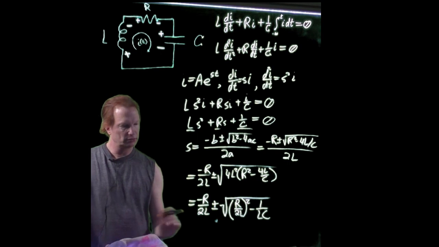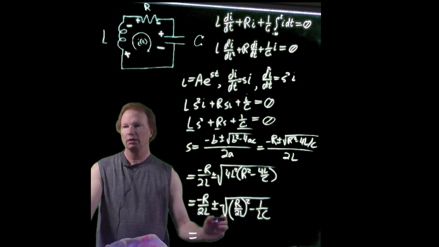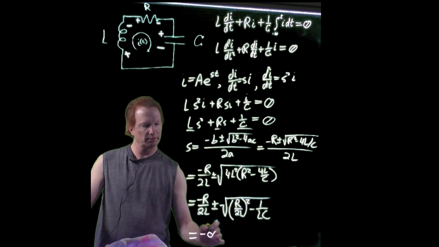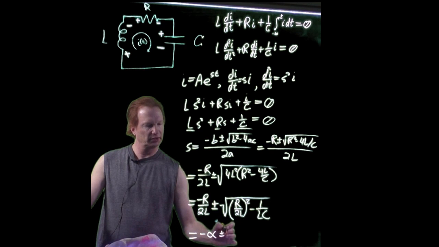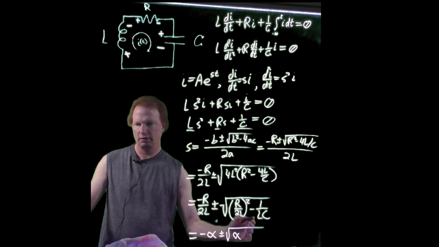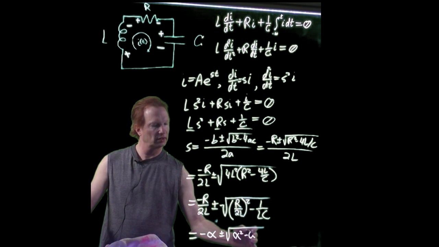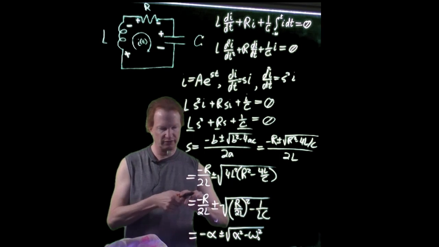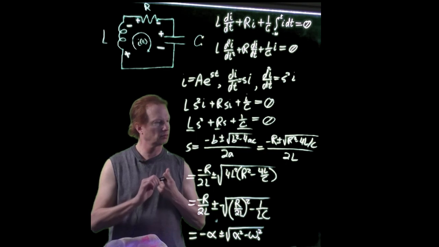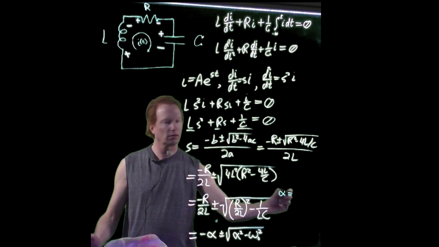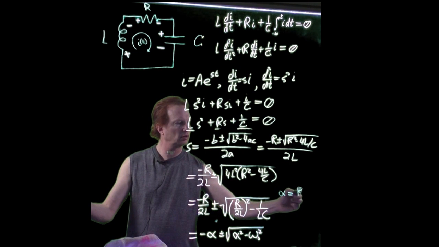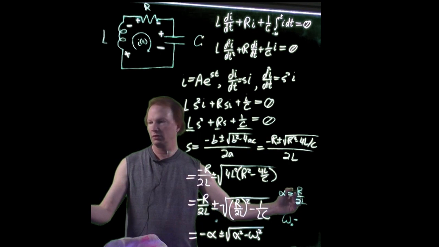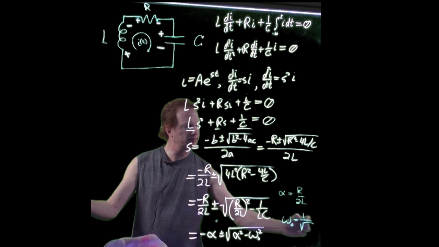And that can be further reduced to minus alpha plus or minus the square root of alpha squared minus omega naught squared, in which alpha equals R over 2L, and omega naught equals 1 over the square root of LC.